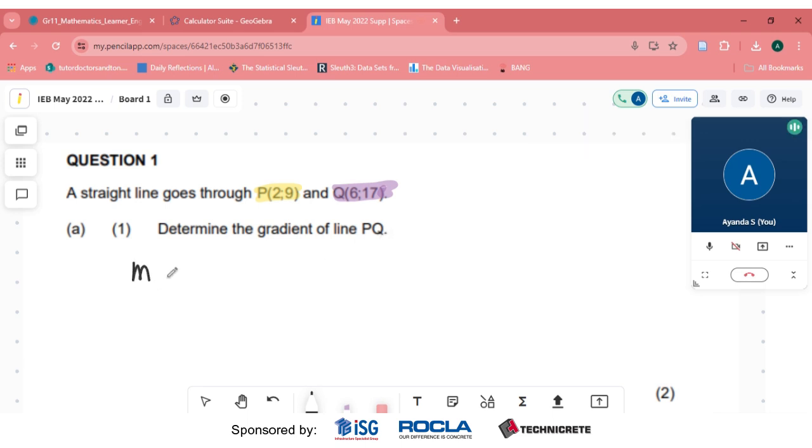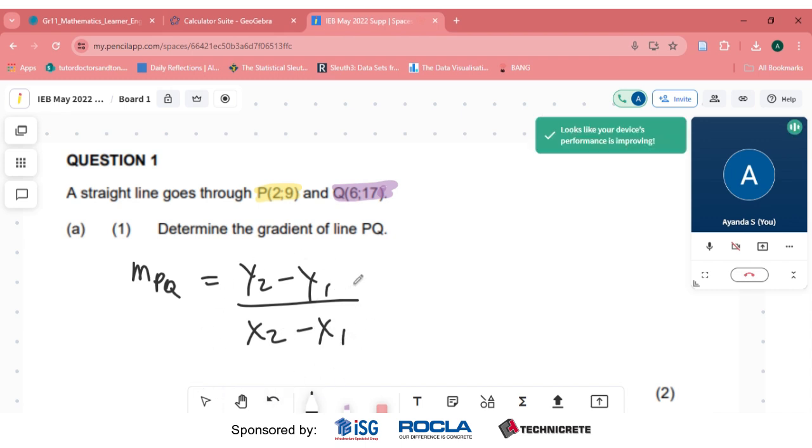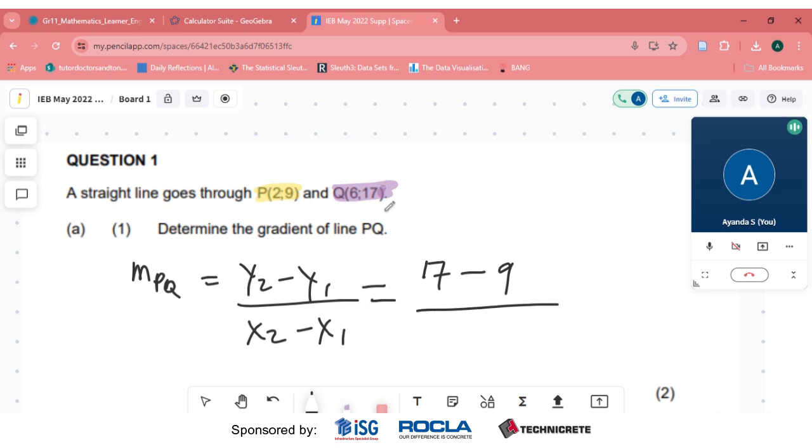We know that the gradient of a line is given by y2 minus y1 over x2 minus x1. And remember, you don't get a mark for writing out the equation. I'm just writing this out for simplicity. You get a mark for your substitution. So choose in any order. I'm going to choose 17 as my y2 and 9 as my y1. And keeping in that same order, 6 will be my x2 minus 2.